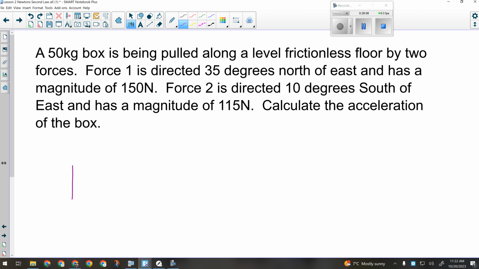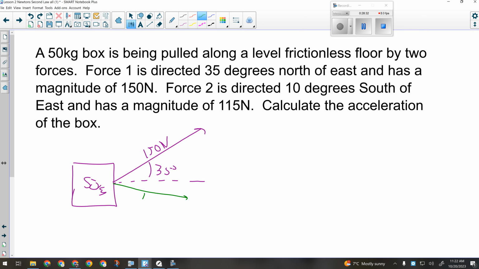So we need 2 diagrams for this one. A free body diagram, okay, that's going to have our 50 kilogram box, okay, being pulled this way, 35 degrees north of east by 150 newtons. Okay, and our other force here that is 10 degrees south of east but isn't nearly as long, okay, at 115 newtons. Okay, so looking like that. Then, once I've identified that, they say it's frictionless. There aren't any other forces then. Okay, I mean gravity and normal force, but they're level. Okay, it says on a level frictionless floor, so I know they cancel.